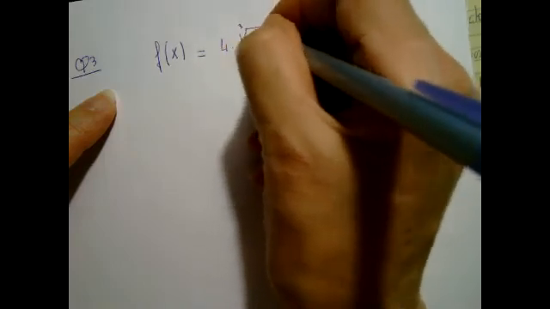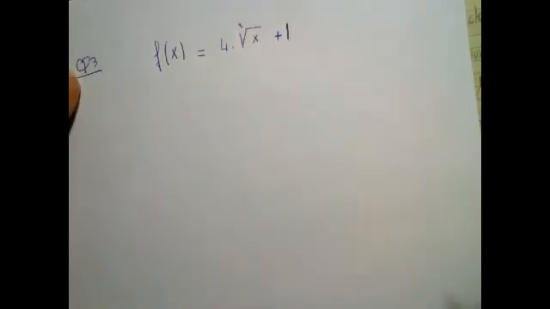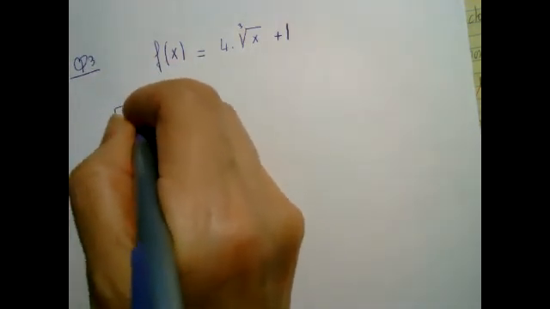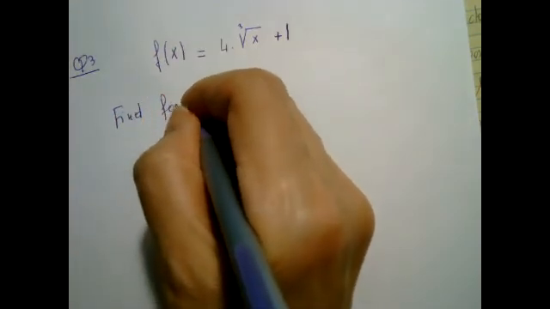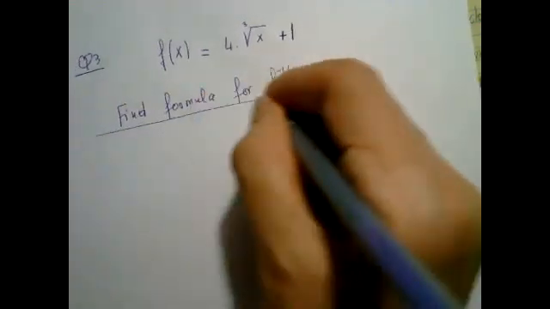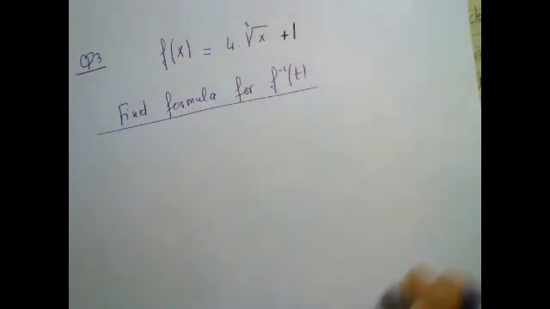All right. The last problem is along the same line, fairly simple, but we're going to jump to the formula immediately. So suppose I give you the following. Let f of x equal 4 times the cubic root of x plus 1. Okay, it's a little bit harder, but we can do it. And in this problem, because we don't have a lot of time, the question is: find a formula for f inverse of t.